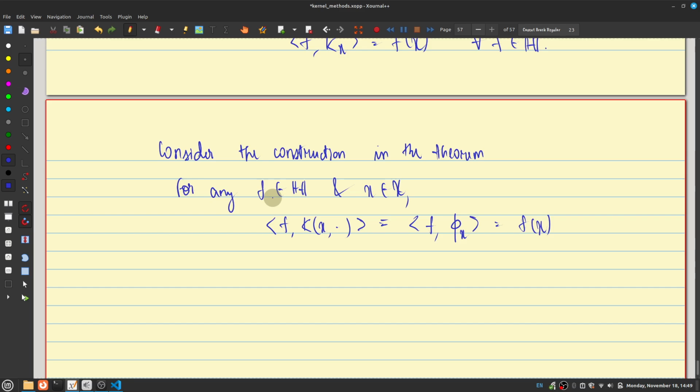H naught is a subset of H. It's an inner product space. So for it to be a Hilbert space, it should also be complete, right? Every Cauchy sequence should converge. That may not happen in H naught. So H, with all the limit points, is basically an RKHS. That's the definition of H. Exactly, it's the same inner product. Everything is the same. It just has a few extra points.